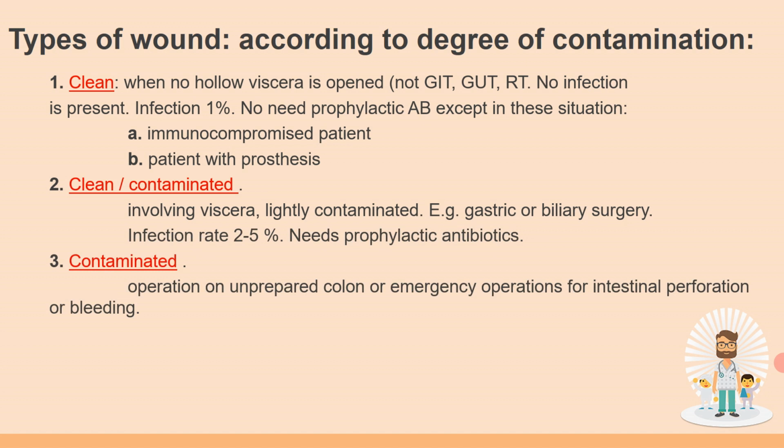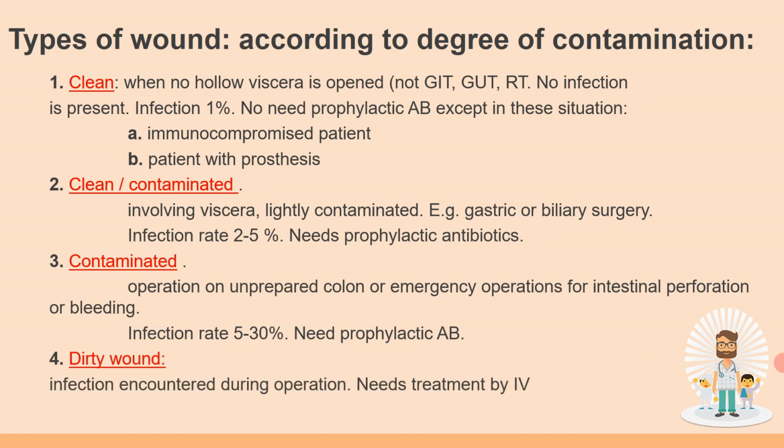of wound, the contaminated wound. So what is a contaminated wound? It's an operation on an unprepared colon or an emergency operation for intestinal perforation or bleeding. Here we have the contaminated wound. For example, a patient with obstructed hernia and we did the operation in the emergency department, or a patient with abdominal injury, stab wound, and we did an operation for this patient. This is called a contaminated wound. And of course, types 3 and 2 need antibiotic. The contaminated wound infection rate is 5 to 30%. And this patient needs antibiotic.